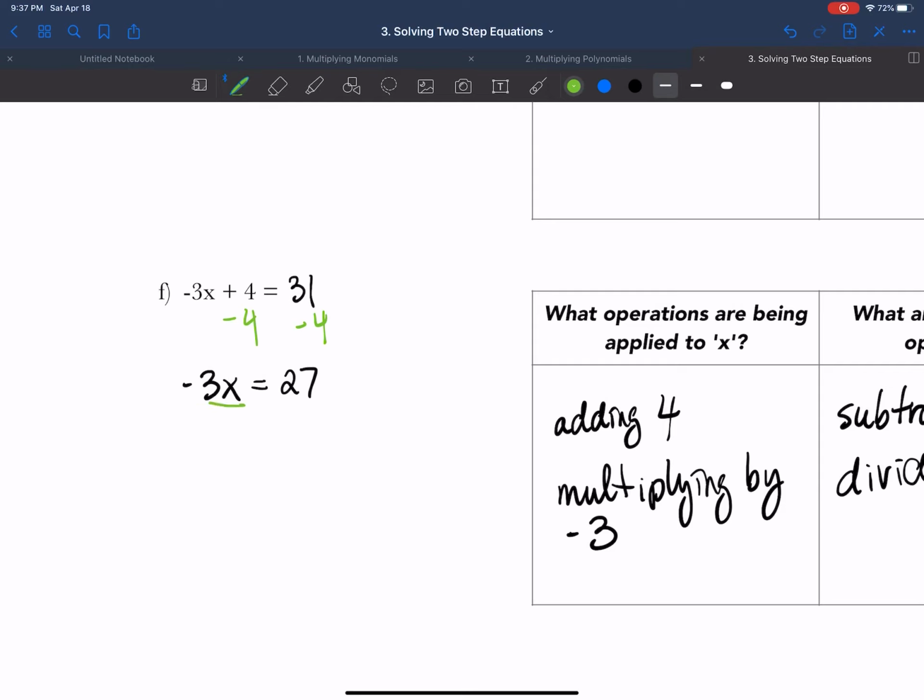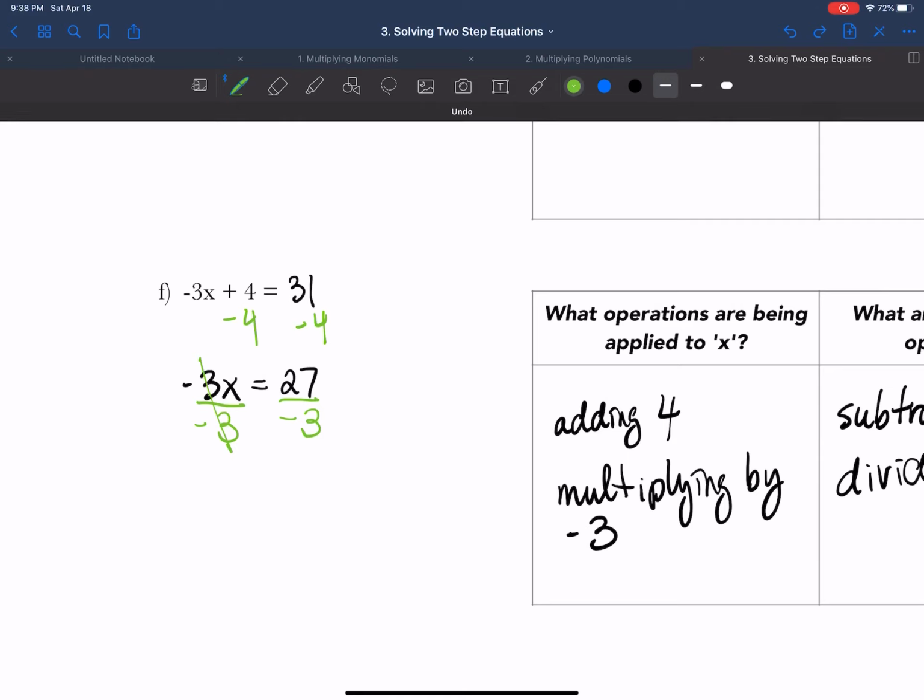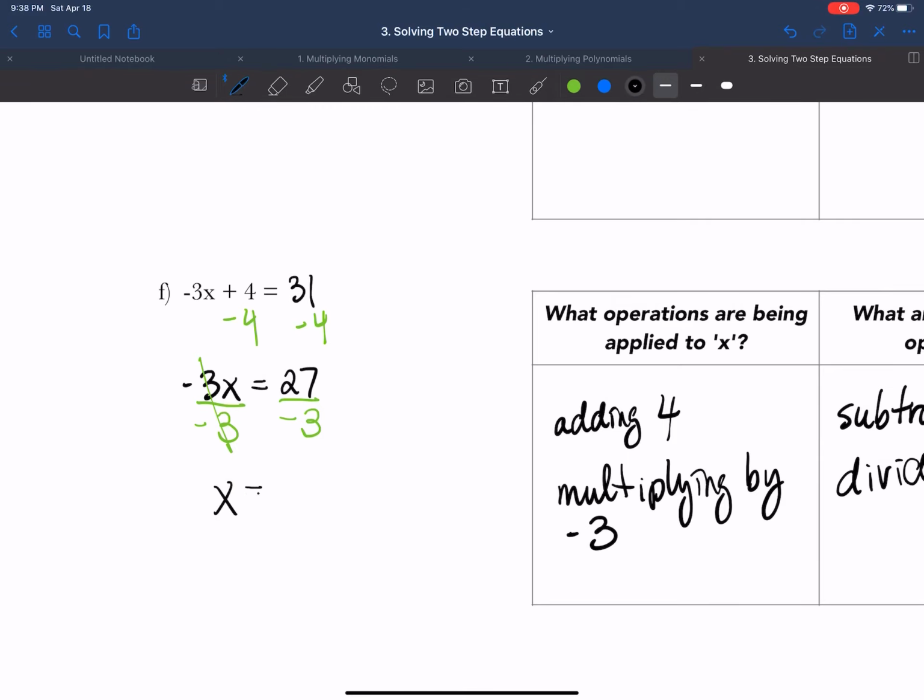So let's divide. Remember that line means division by -3. That's 1. So x is equal to 27 divided by -3 makes -9. So we figured out what x means in this equation up here. -3 times something plus 4 is equal to 31. Well, we figured it out. It's -9. -3 times -9 plus 4 is 31.